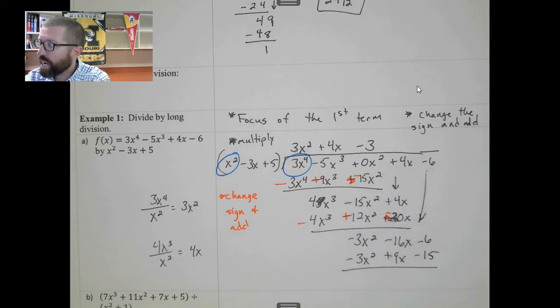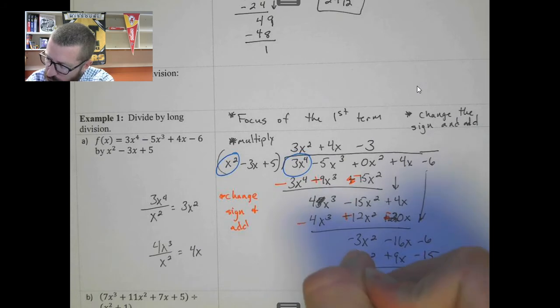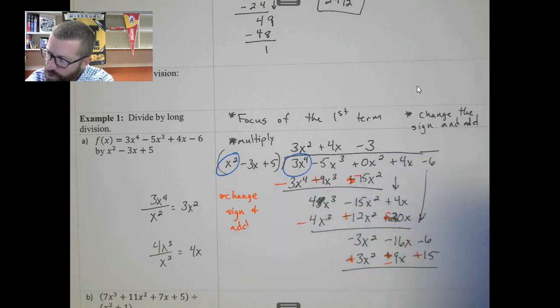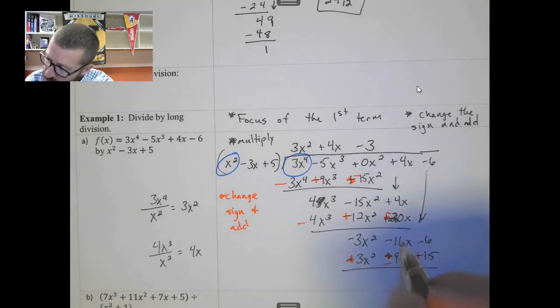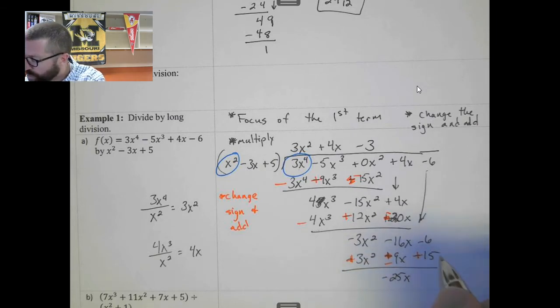And then let's not subtract. Let's change the sign and add. Let's make this positive, make this negative, and make this positive. And then add those up. That's 0. This is negative 25x. And then that gives you 9.